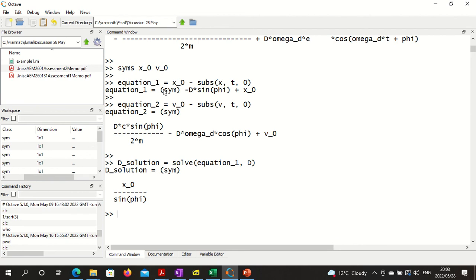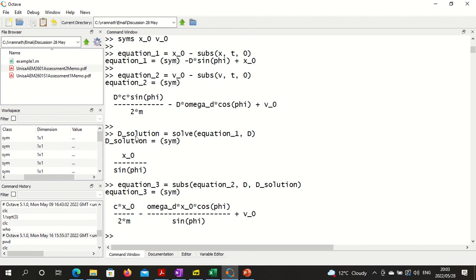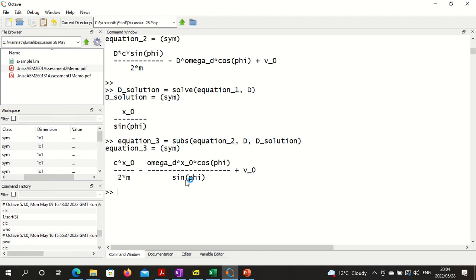So let's make a new equation. Equation 2, where there is a d, put the value for d, solution. Now we have a cos over a sine, we can simplify it a little bit more. Substitute into equation 3, where there is a cos of phi over a sine of phi, we can automatically just set it to 1 over tan of phi.